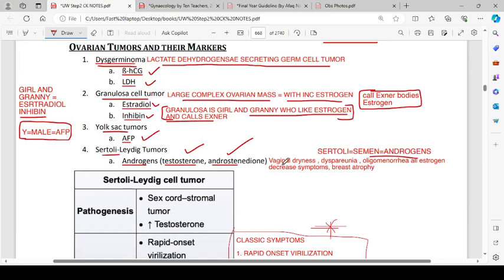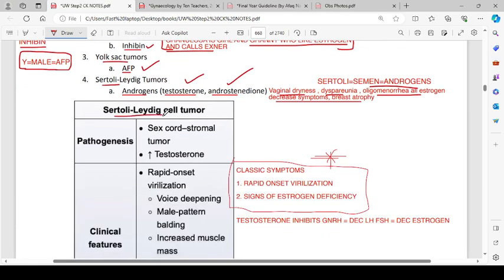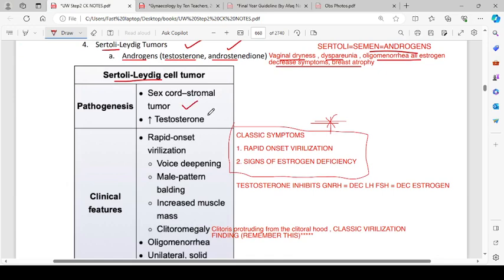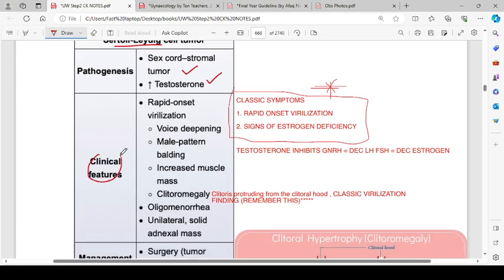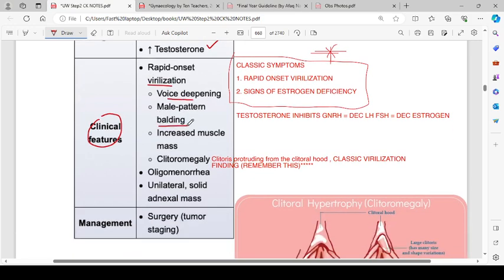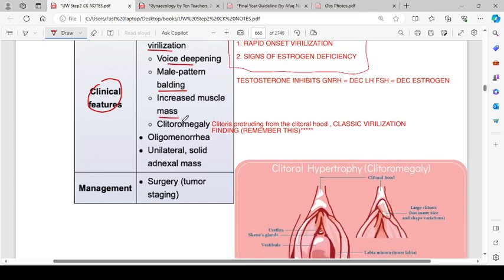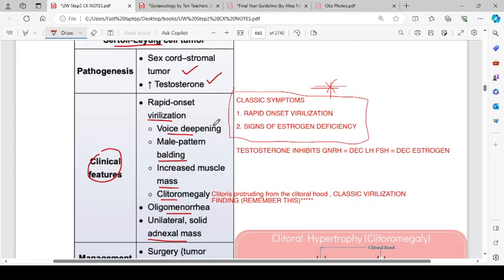So that is vaginal dryness, dyspareunia, oligomenorrhea, all estrogen decrease symptoms, and breast atrophy. Sertoli-Leydig cell tumors, pathogenesis is sex cord stromal tumors and increased testosterone. The clinical features are rapid onset virilization, voice deepening, male pattern balding, increased muscle mass, clitoromegaly, oligomenorrhea, and unilateral solid adnexal mass. Classic symptoms are rapid onset virilization and signs of estrogen deficiency. Testosterone inhibits the GnRH, decreased LH, and decreased estrogen.